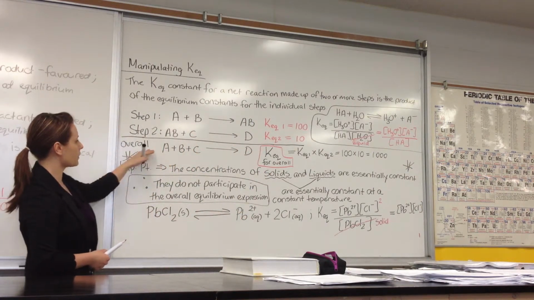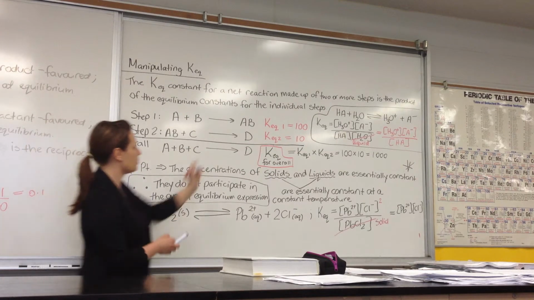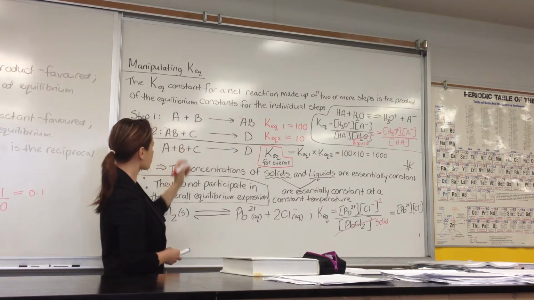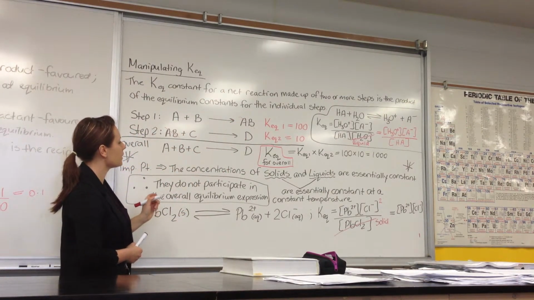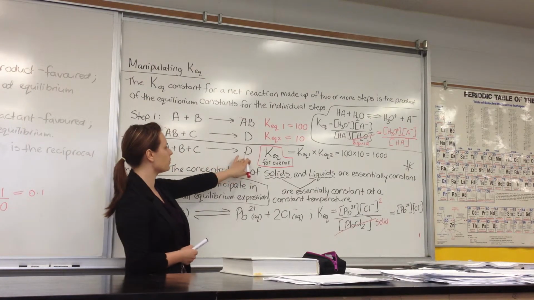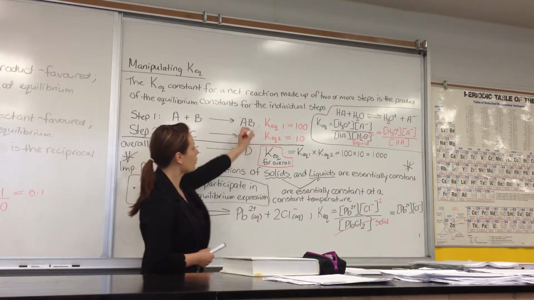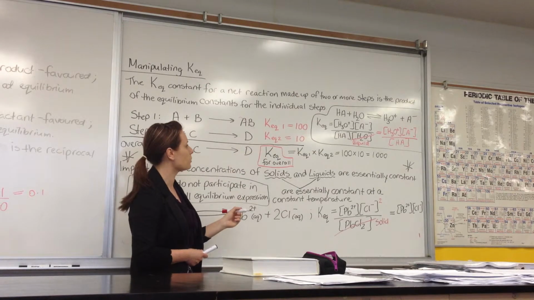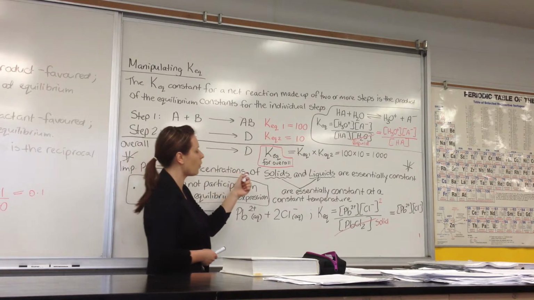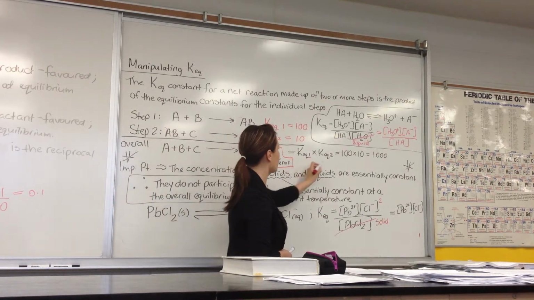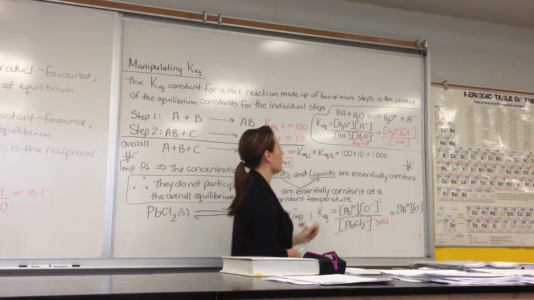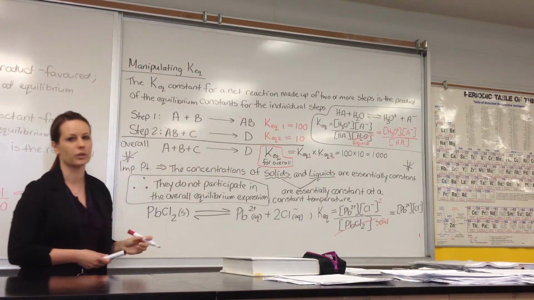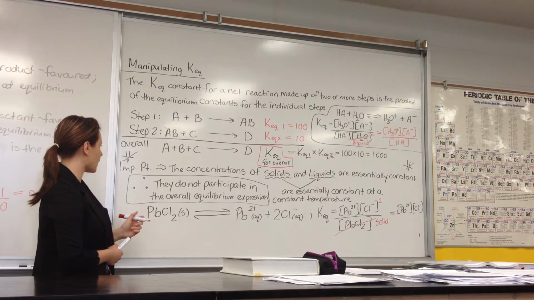In the overall reaction, we see that AB cancels out, since AB is an intermediate. To get the K equilibrium for the overall reaction, we multiply the two equilibrium constants for the stepwise reaction. So this is for step 1 and step 2, we multiply 100 by 10 to give us a new K equilibrium for the overall reaction.